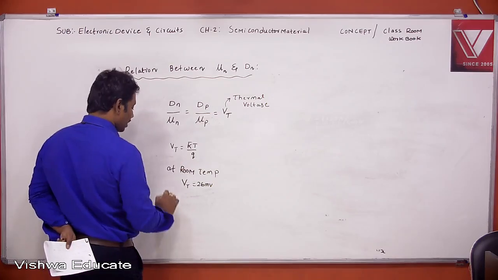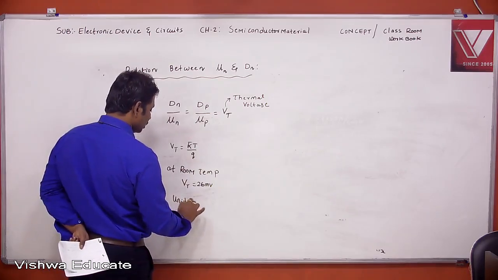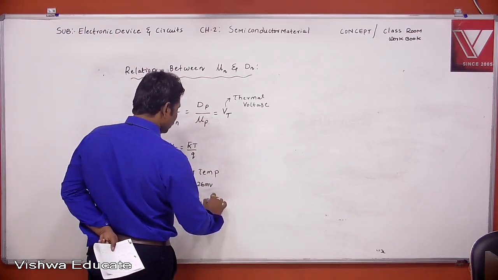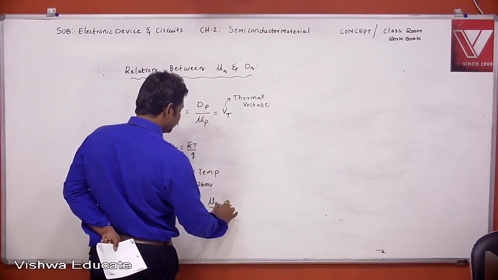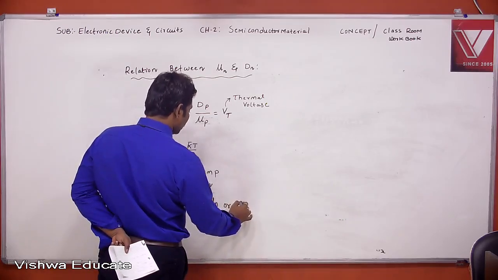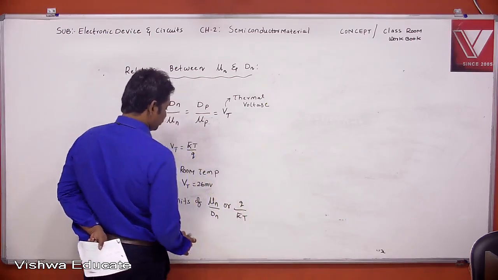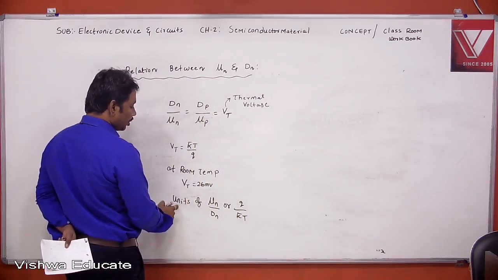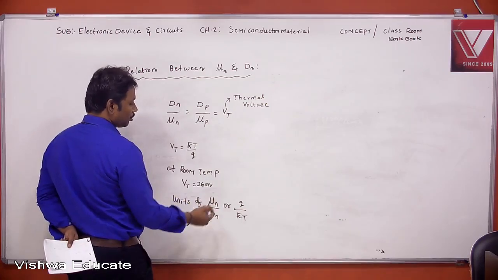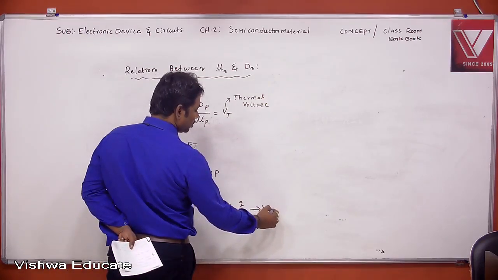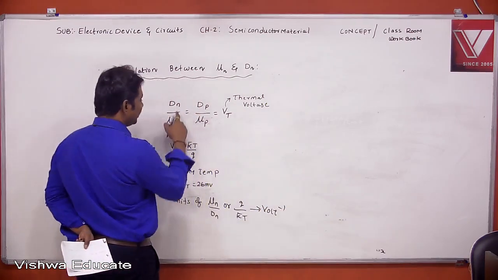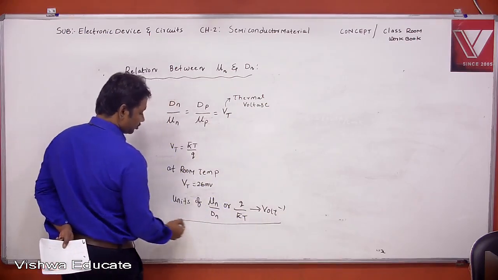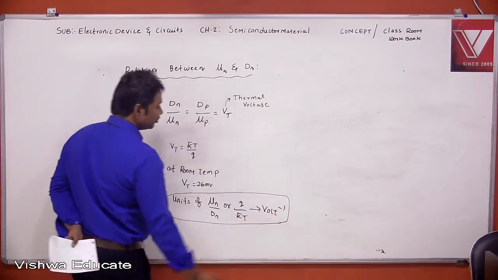Now I can also define the units of mu n by Dn, or q by kT. What is the value of Dn by mu n? It is Vt. Now I want to calculate the units of mu n by Dn. Dn by mu n is volt, so mu n by Dn is volt inverse.